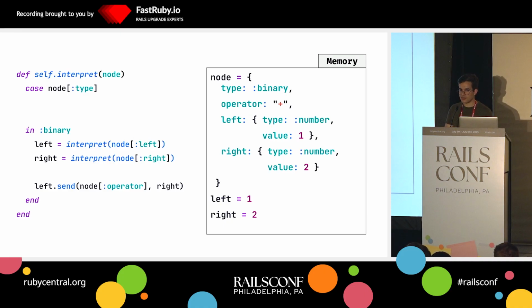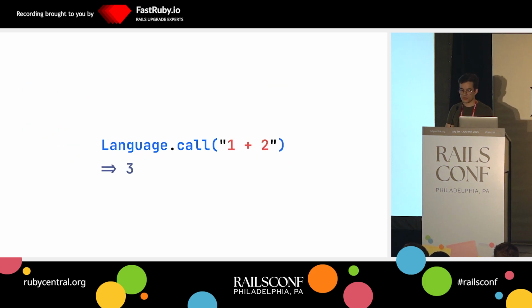And now we do that send expression. So this is basically 1.send plus with 2. Because addition is a method in Ruby, we can use send to call it. And if you do it, your language will return 3.